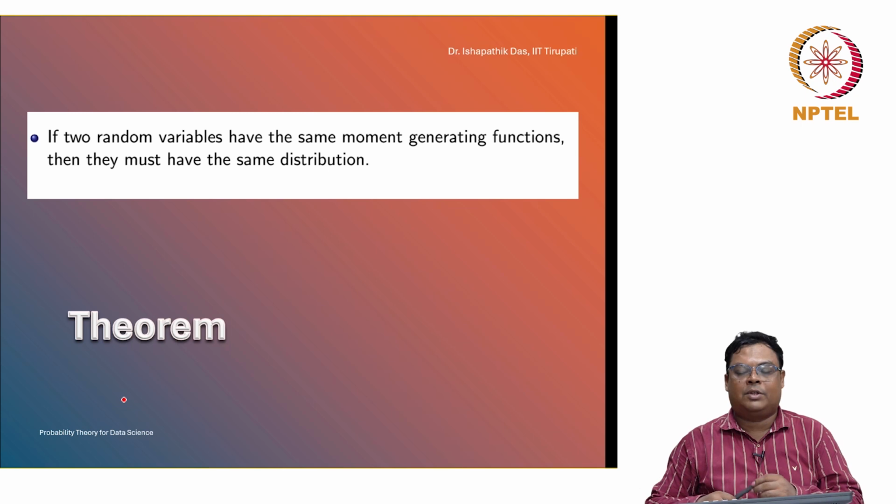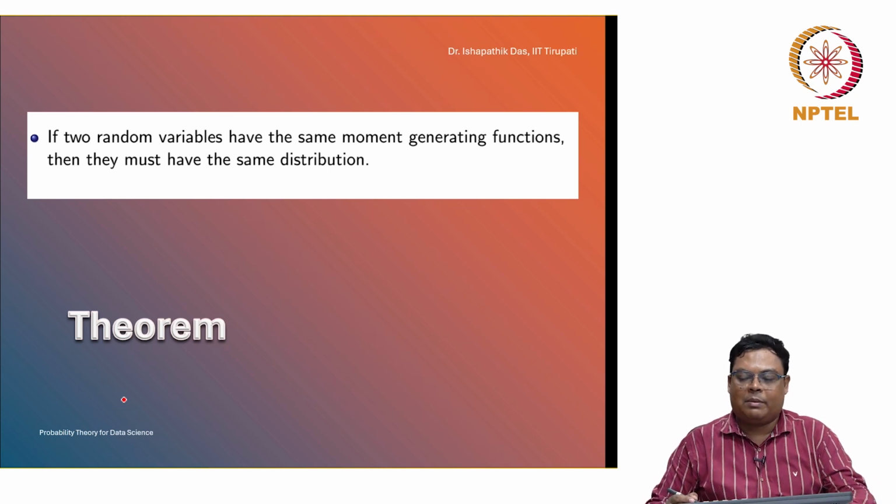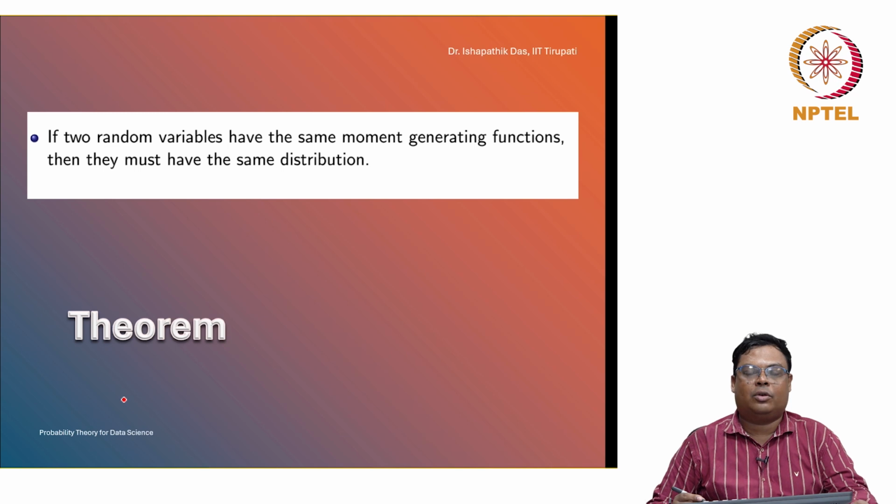So now we will learn some important theorems. If two random variables have the same moment generating function, then they must have the same distribution. That is one of the very important theorems. We are not going to prove this theorem, but it has very significant applications and implications, because if the moment generating function exists, it cannot be two or three different moment generating functions. So that means if you know the moment generating function, you can also identify the random variable, whether it is a Poisson, a normal distribution, or an exponential distribution.